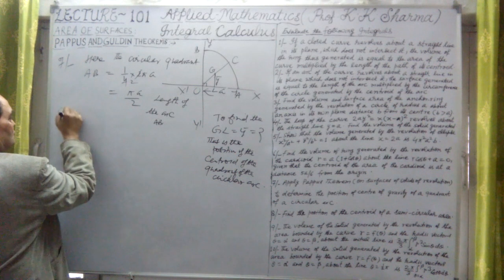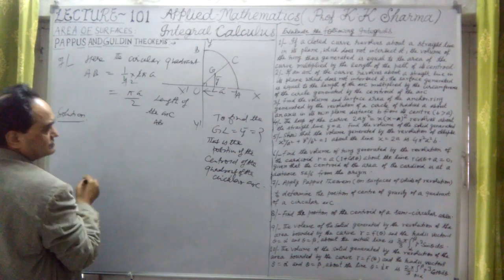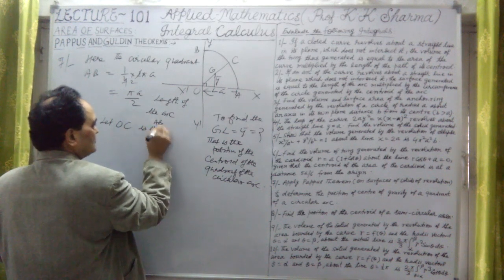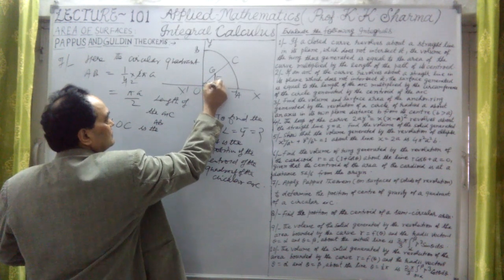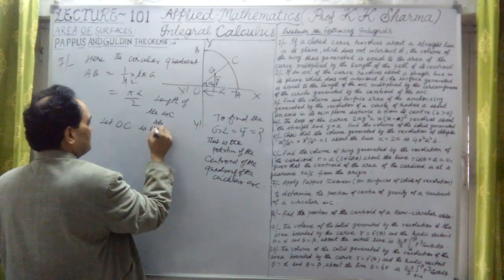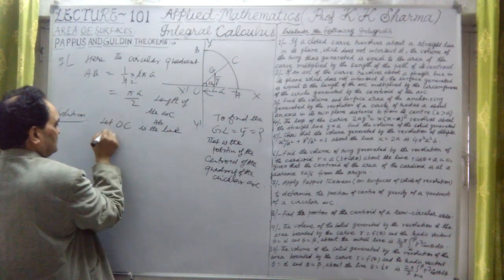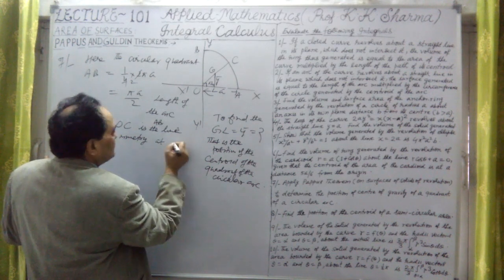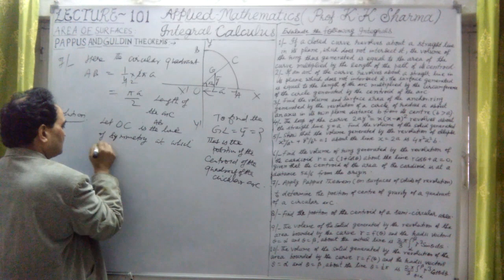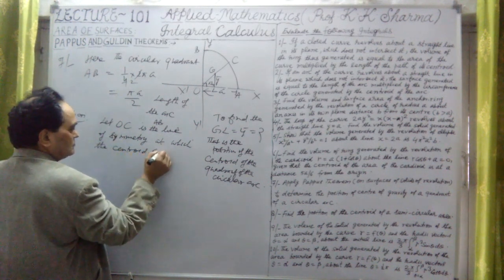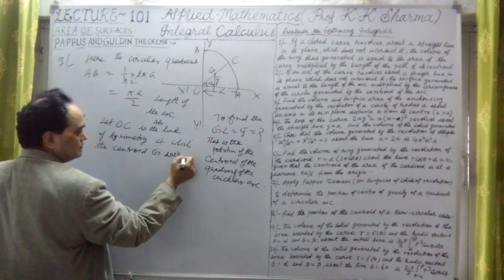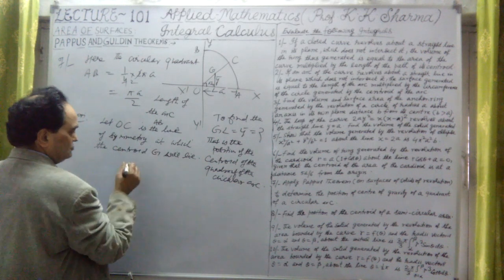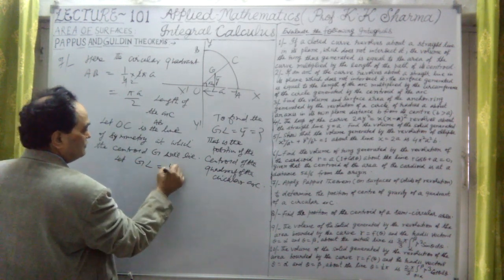So here let me find the solution. Let OC, at an angle of pi by 4, be the line of symmetry at which the centroid G will lie. Try to understand, because this line of symmetry will have the centroid here. G will lie upon this line. So let GL equal y bar.